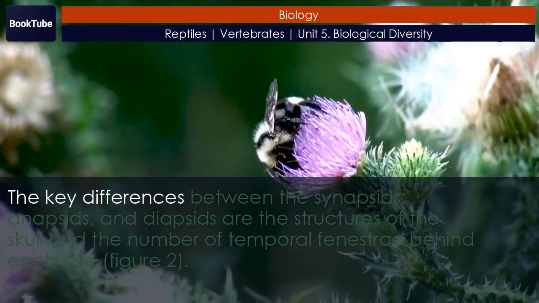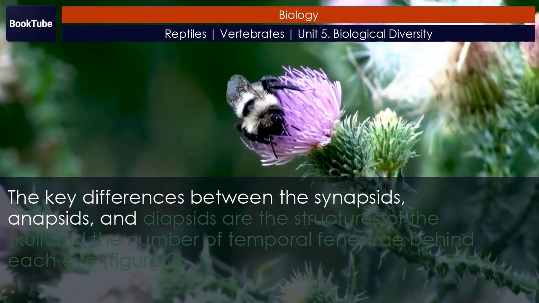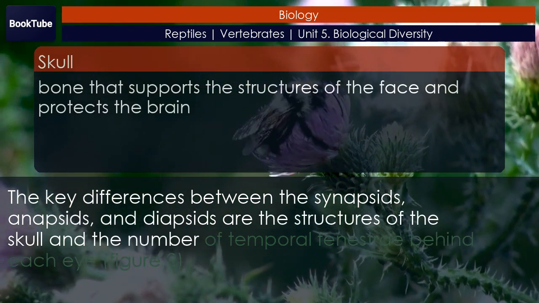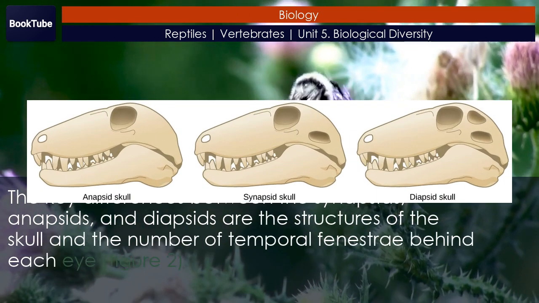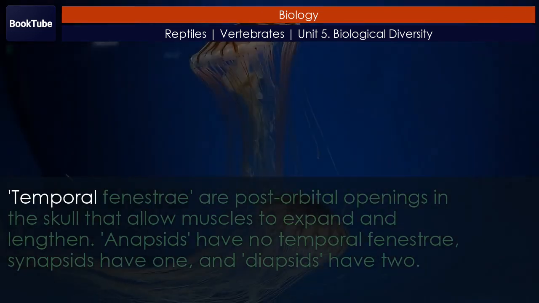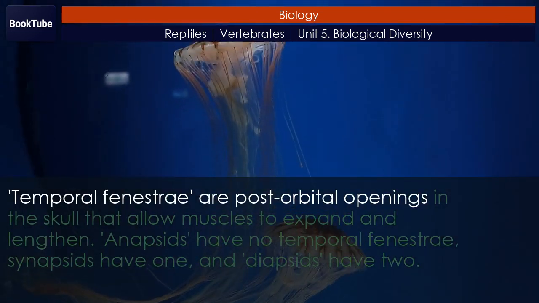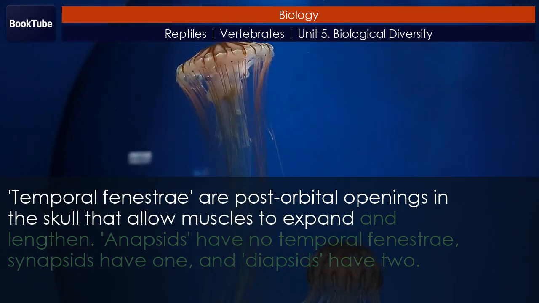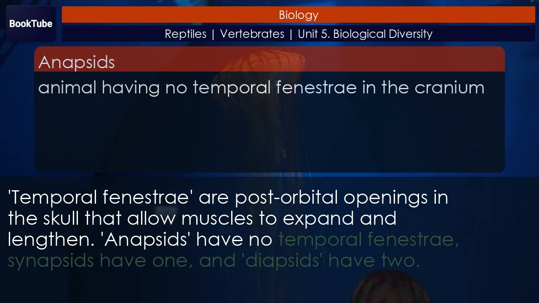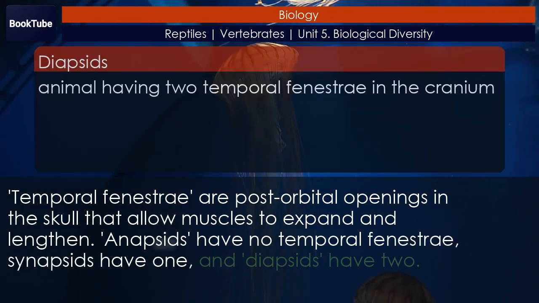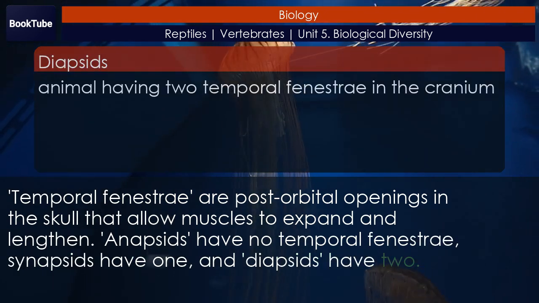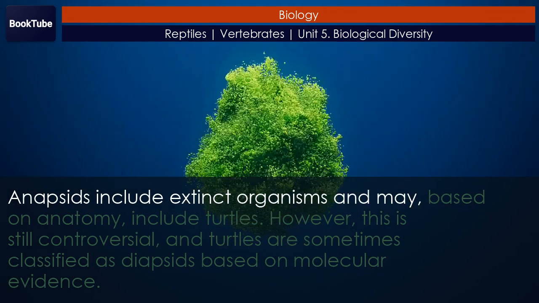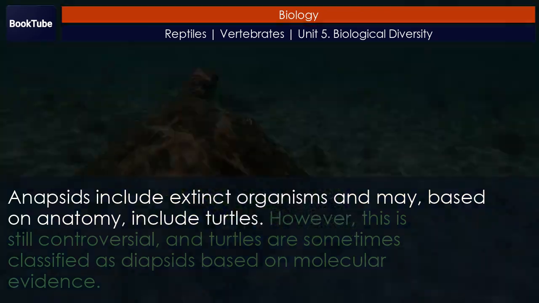The key differences between the synapsids, anapsids, and diapsids are the structures of the skull and the number of temporal fenestrae behind each eye. Figure 2. Temporal fenestrae are postorbital openings in the skull that allow muscles to expand and lengthen. Anapsids have no temporal fenestrae. Synapsids have 1, and diapsids have 2. Anapsids include extinct organisms and may, based on anatomy, include turtles.